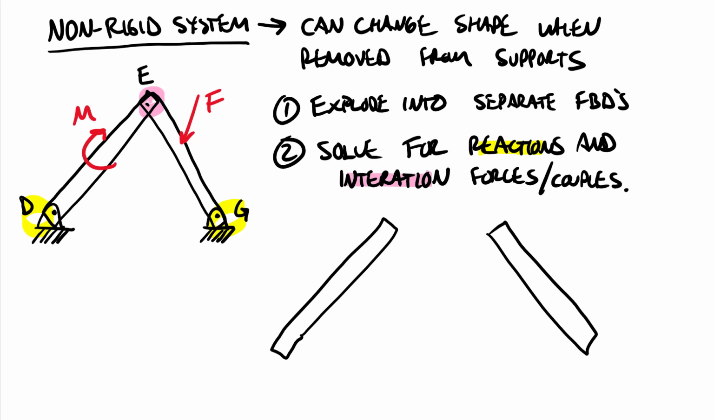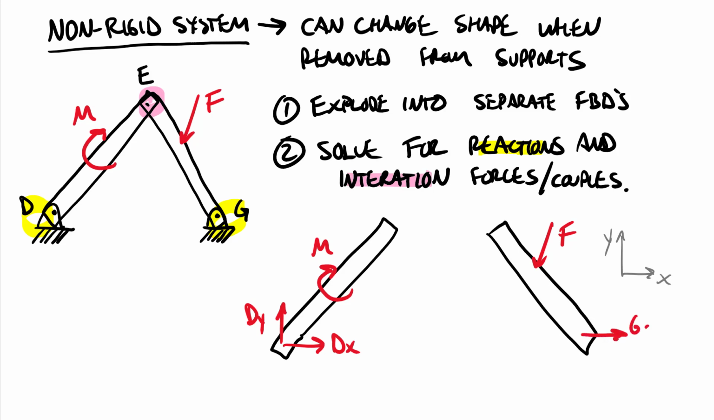There is our two members. Let's go ahead and add these external loads, M, F. Let's make this free body diagram official with an axis system, X and Y. We have a pin down here at D, so Dx and Dy. I have a pin at G, Gx, Gy. And then I get my interaction force up here at E. I'm going to assume to the right. So Ex will go upwards, Ey.